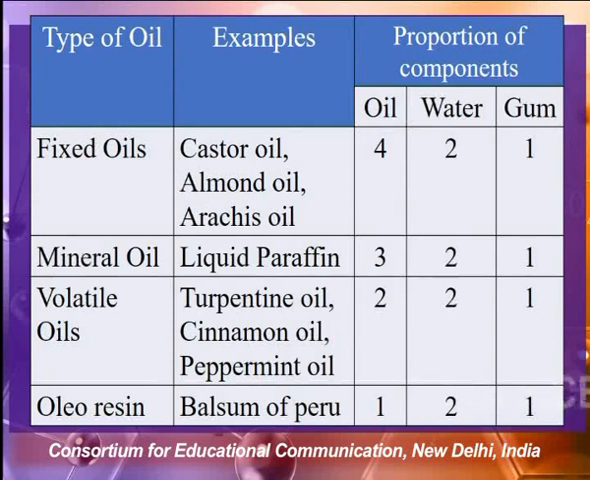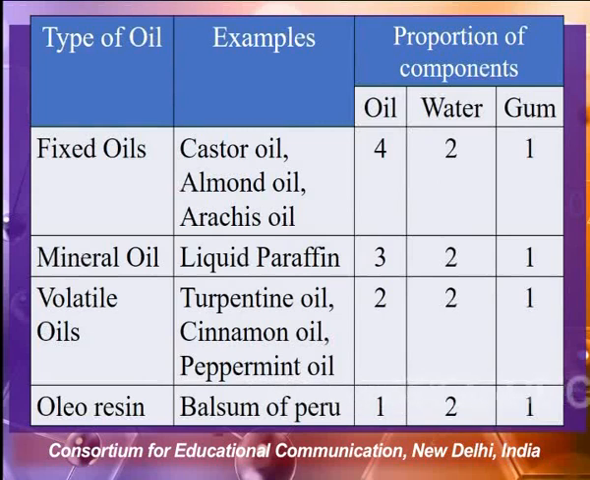Now, if we observe this table, there are 2-3 things which one has to understand. First and foremost, it is the oil part which is to be taken into account. Based on the nature and the quantity of oil, the ratio of water and gum is decided. When we talk about volatile oils and oleoresins, if you see the table, it requires more amount of gum and water to make the primary emulsion because they have low viscosity in comparison to fixed oils and mineral oils.